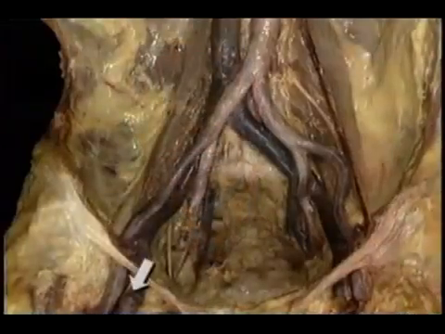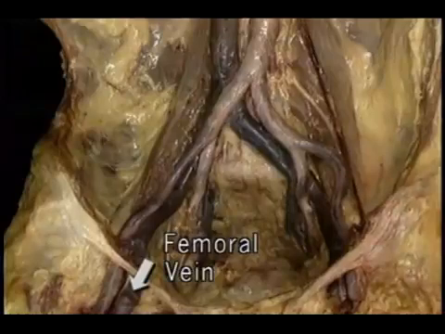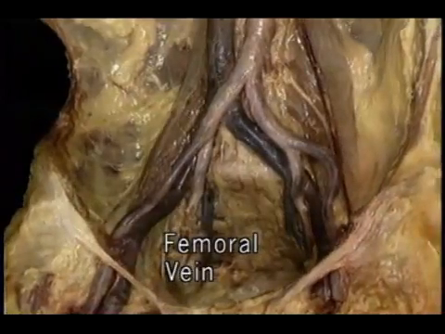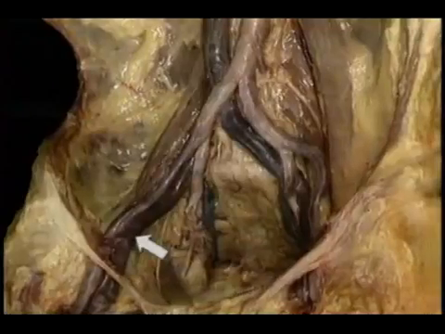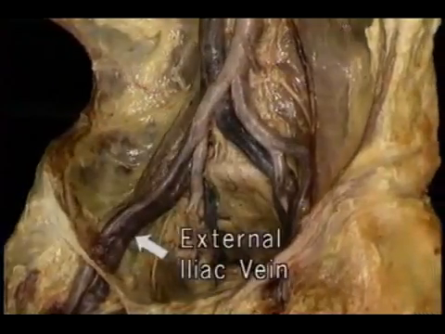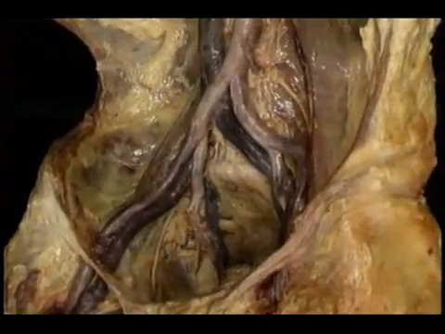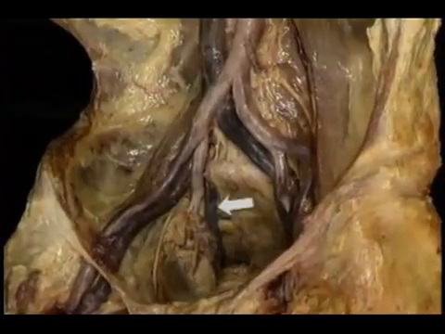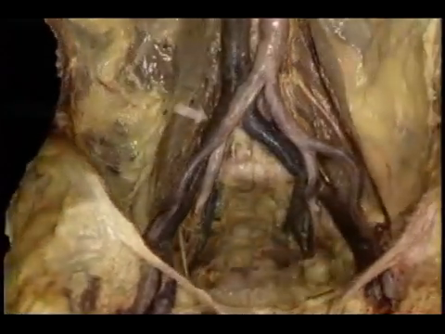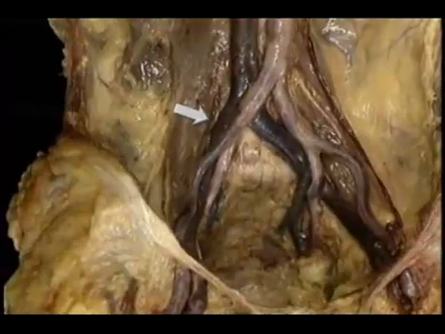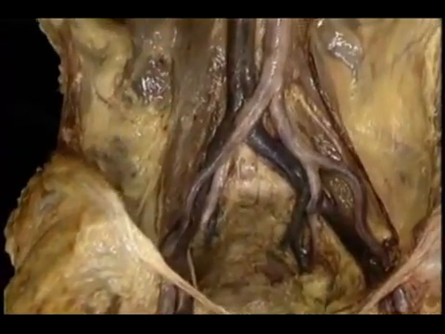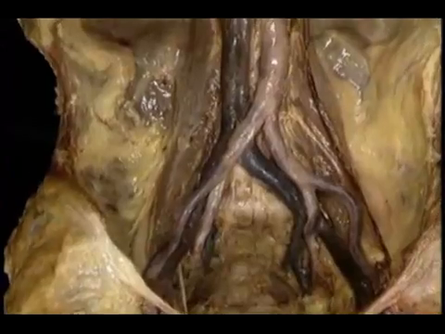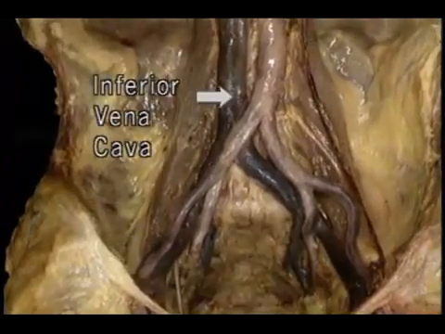But first, we'll add the principal veins of the abdominal region to the picture. We'll start down at the inguinal ligament. Here's the femoral vein, lying medial to the femoral artery as it passes beneath the inguinal ligament. Above the ligament, it's called the external iliac vein. The external iliac is joined by the internal iliac to form the common iliac vein. The two common iliacs join just to the right of the aortic bifurcation to form the inferior vena cava.